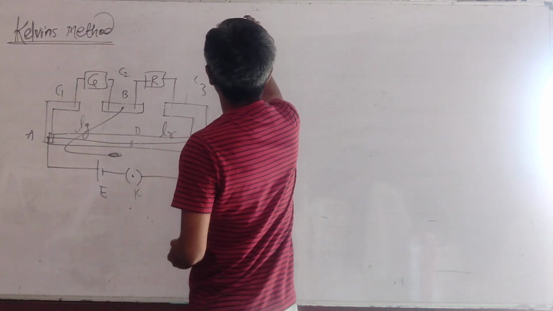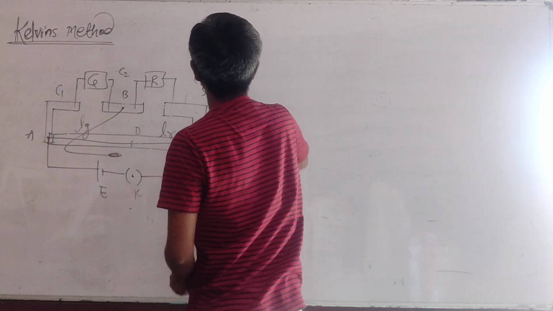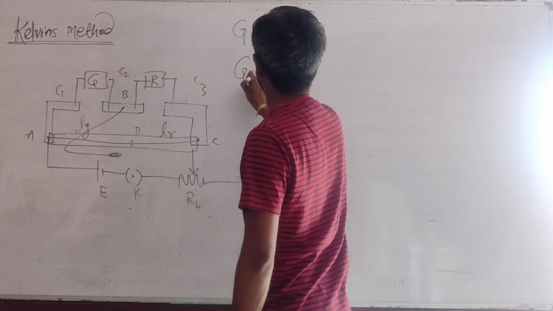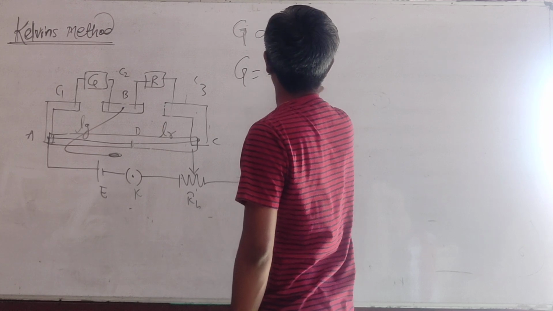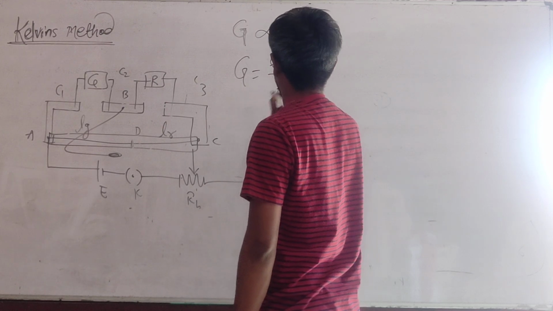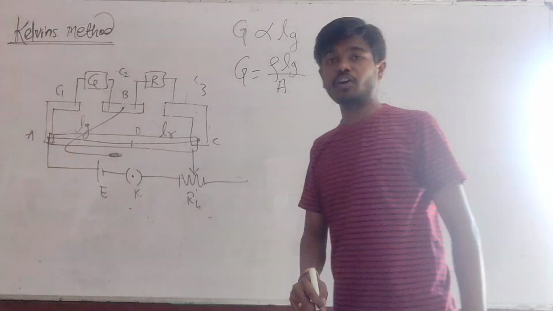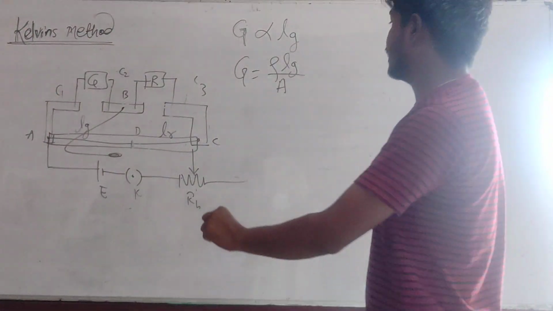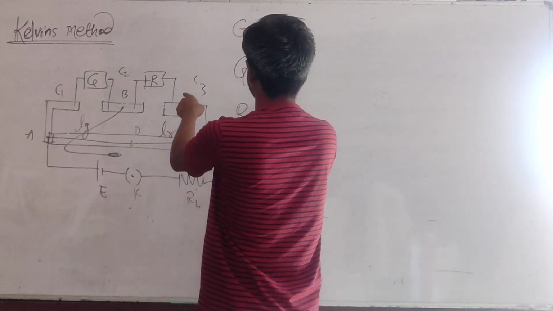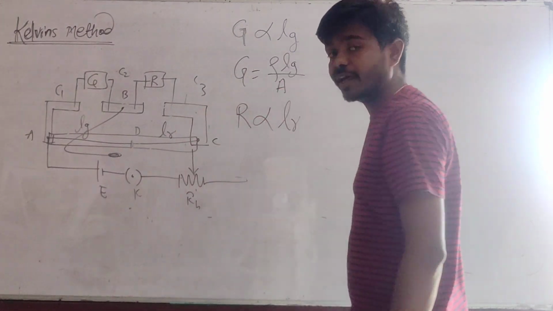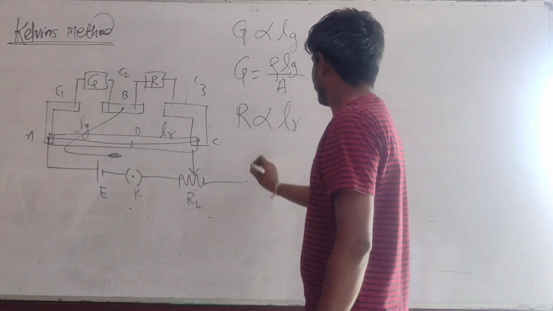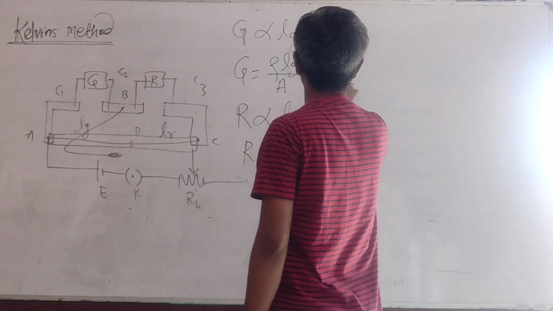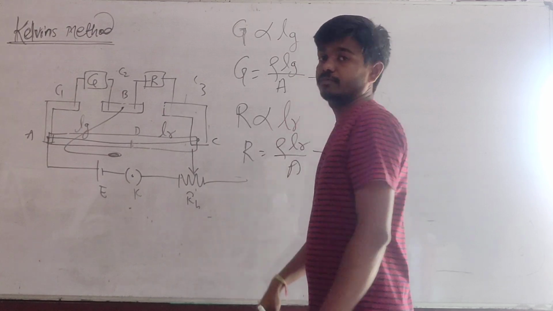Now, the galvanometer resistance is G. The resistance of the galvanometer is directly proportional to the left length of the wire, so G is equal to rho Lg by A, where rho is the resistivity or specific resistance of the wire and A is the area of cross section of the wire. Similarly, the known resistance R is directly proportional to the right length of the wire, so R is equal to rho Lr by A. This is equation number 1, and this is equation number 2.